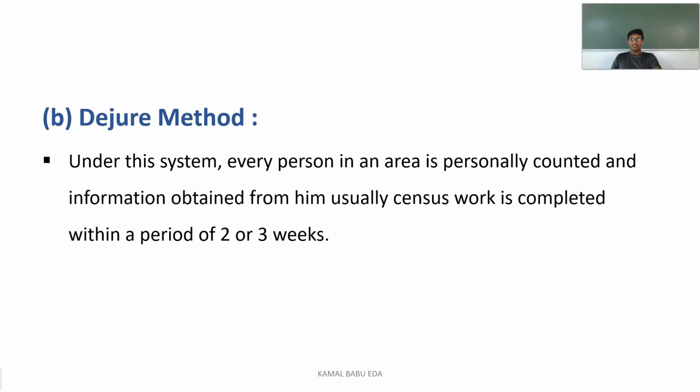Next, we will see what this de jure method is. Under this system, every person in an area is personally counted, and the information is obtained from the usual residents. The census work is completed within 2 to 3 weeks. Mainly in the de jure method, we are collecting the data from the area, and whatever data you are obtaining should be completed within a period of 2 to 3 weeks.